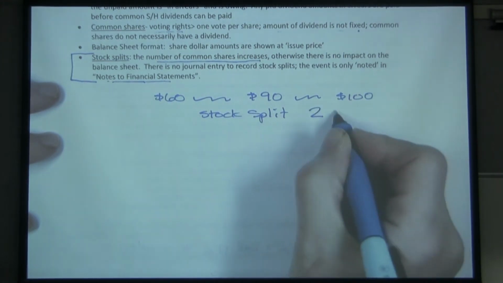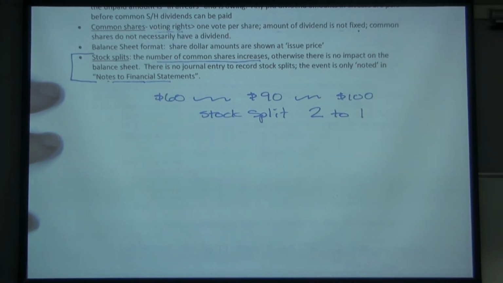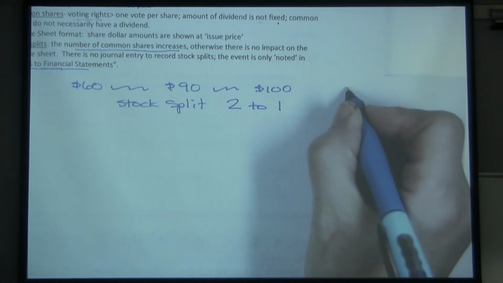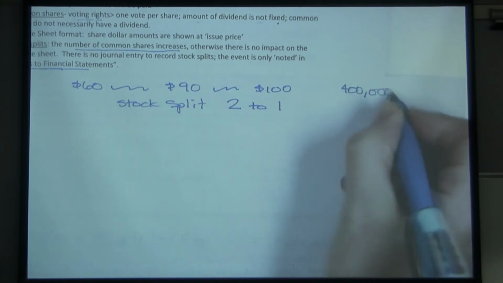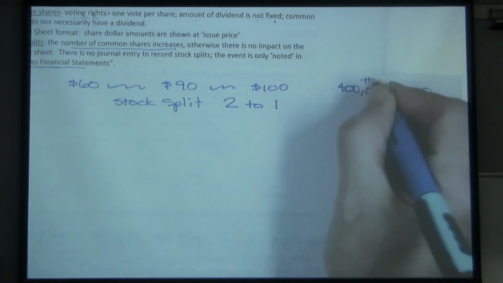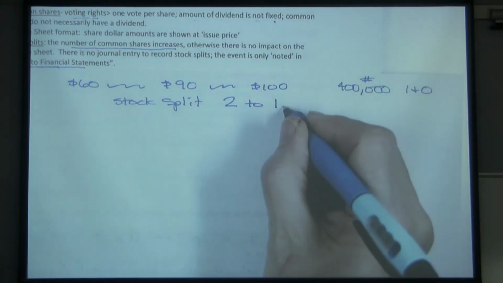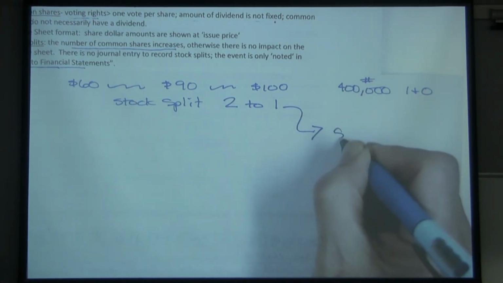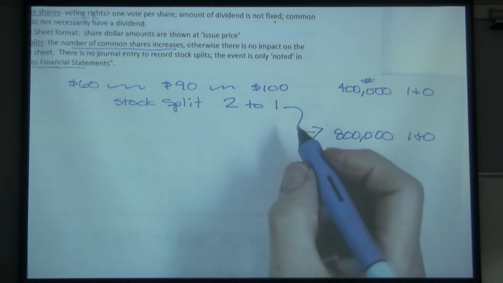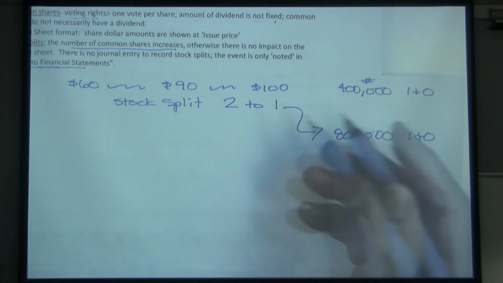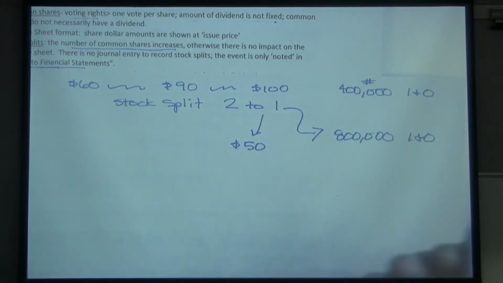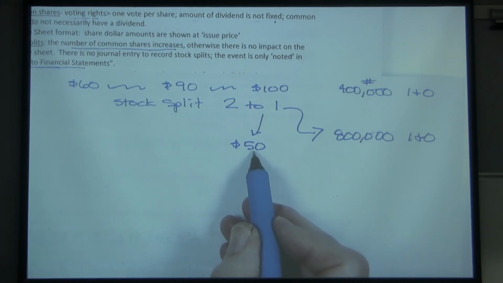Usually it's a 2-to-1 stock split, or it can be 3-to-1. What would happen is, if the company had, say, 400,000 shares issued and outstanding, that would be the number of shares before the stock split. After the stock split, they would have 800,000 shares issued and outstanding. However, the stock price would be cut in half. So after the stock split on the secondary market, you would be buying your shares for $50 instead of $100.